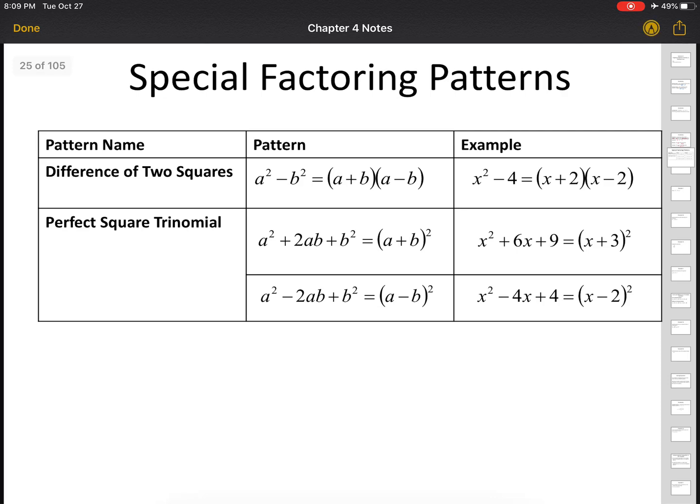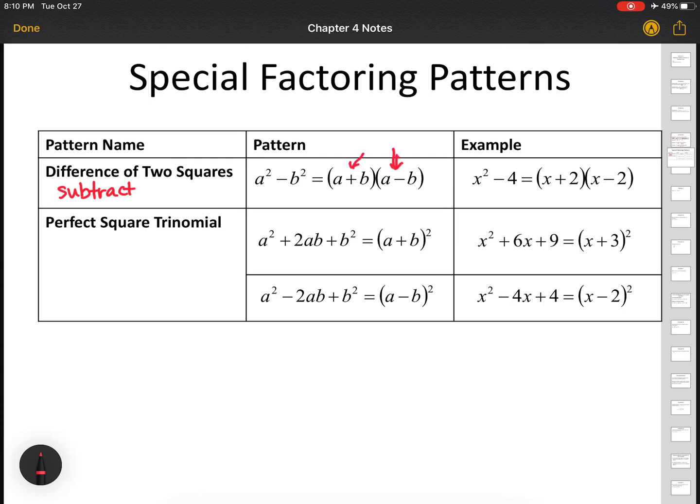So we have, with factoring, a couple of special factoring patterns. We have the first one, that is a difference of two squares. Difference meaning a subtraction of two perfect squares. So what that means is I have one square and I'm subtracting another one from it. And when this happens, I have one positive factor and one negative factor.